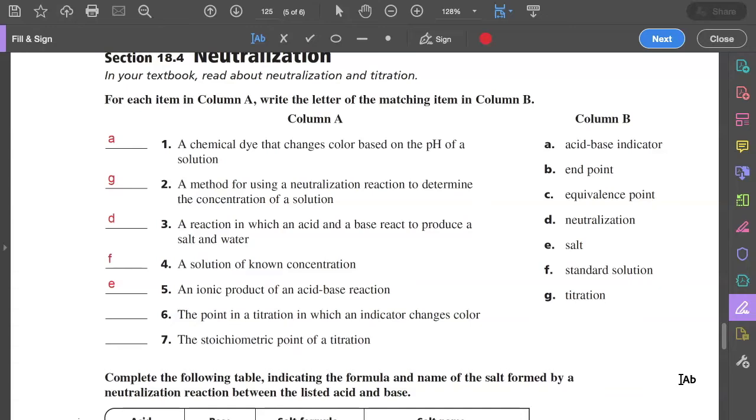The point in a titration in which an indicator changes color. That is what we call our end point. And finally, the stoichiometric point of a titration. What they're saying there is the point in which you have hydrogen ions that are equal to hydroxide ions. That is the equivalence point.